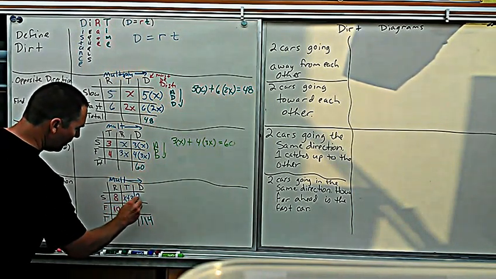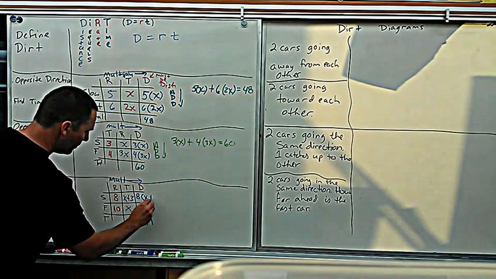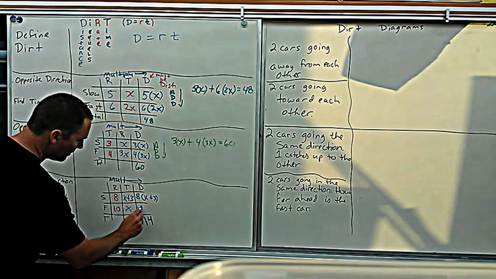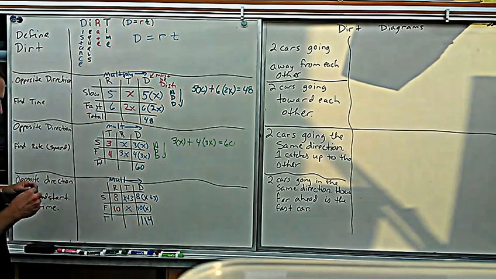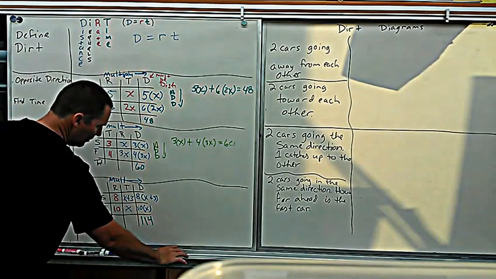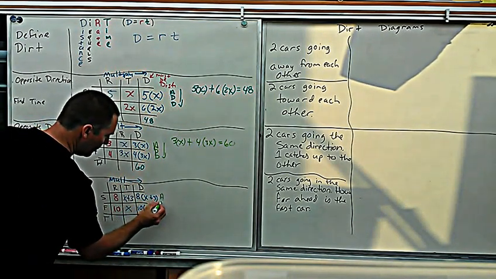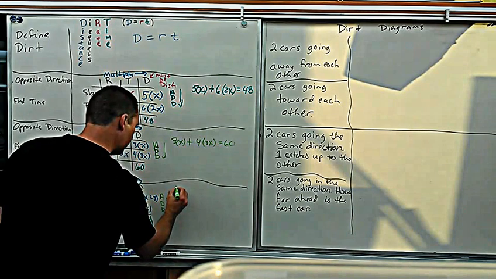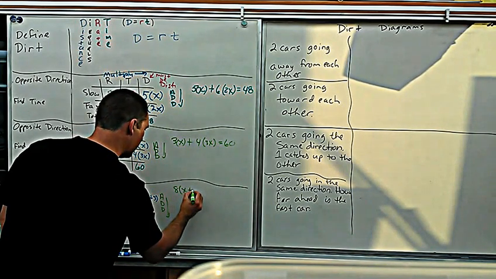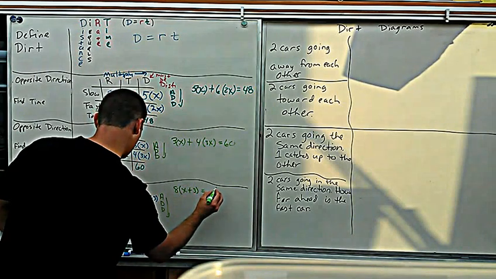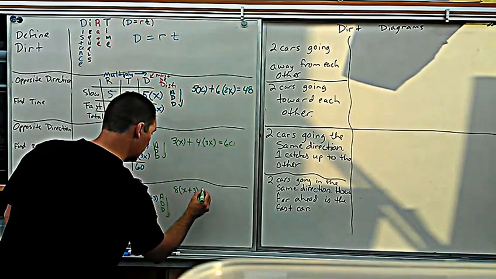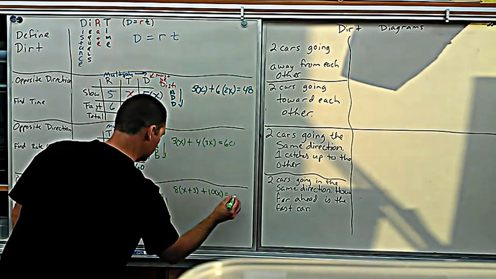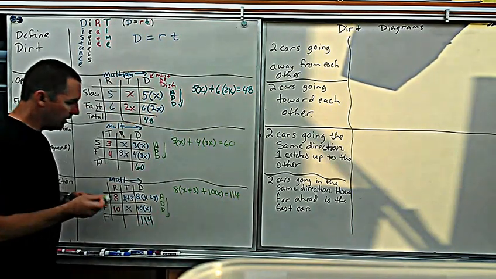Here's where your parentheses become extremely important. If you don't use parentheses, then you're going to do that part wrong. Then this is 10 times x, like that. And then lastly, we're going to add going down. So I have 8 times x plus 3, plus 10 times x equals 114. Okay, so that's how we complete the charts.